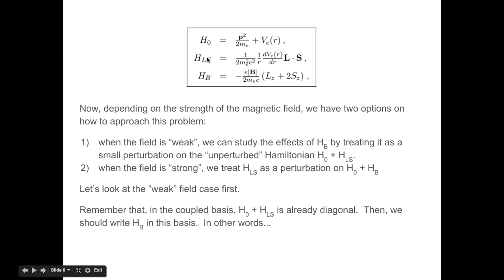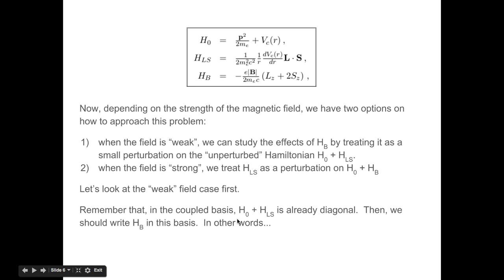HLS. And then you have what's called the strong field limit, and in that case, the HB term starts to dominate over the spin-orbit interaction, and so we treat the spin-orbit interaction as a perturbation on H0 plus the HB term. So those are our two choices. Let's look at the weak field case first.